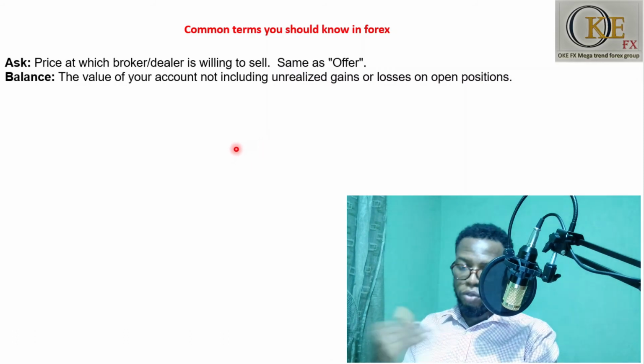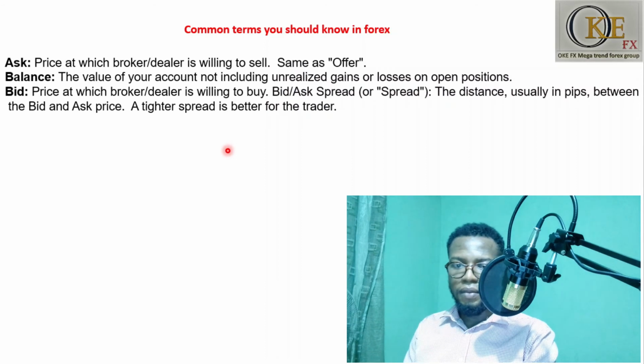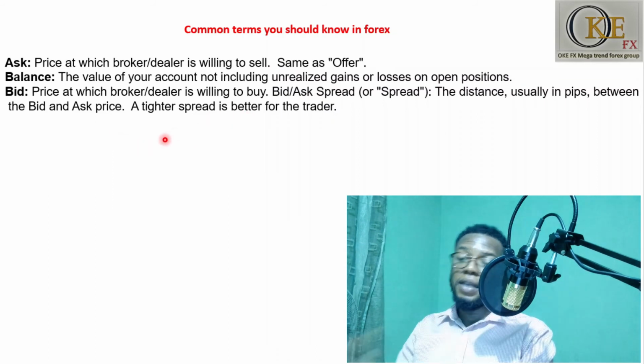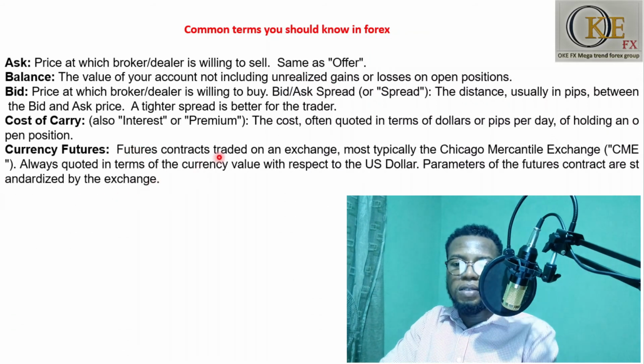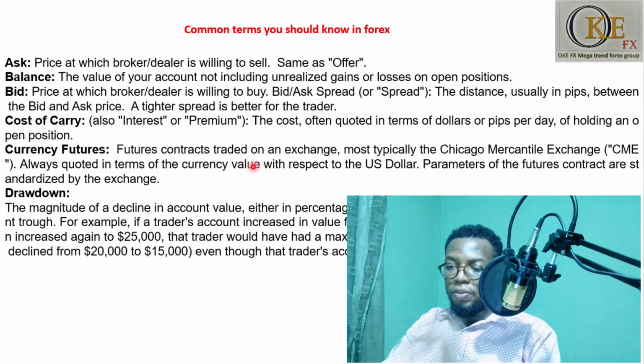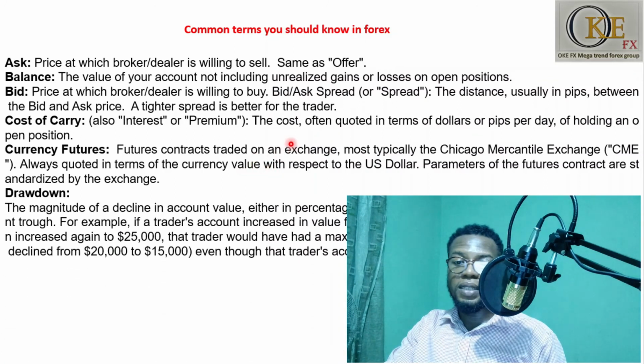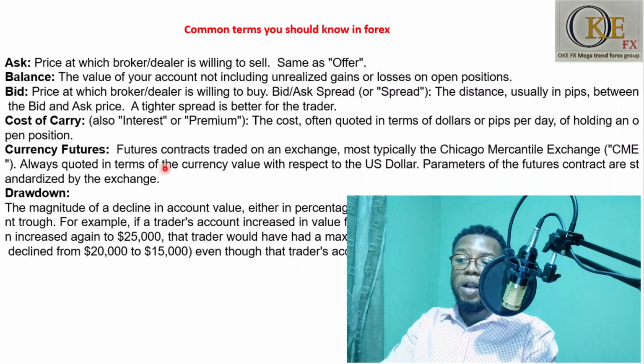The bid price is the price you're willing to sell at. The swap, or cost of carry, is quoted in terms of dollars or pips, and it's the price you pay for holding an open position to the next day. Currency futures contracts are contracts traded and exchanged, most typically on the Chicago Mercantile Exchange, CME, always quoted in terms of the currency value with respect to the US dollar. The parameters of the futures contracts are standardized by the exchange.